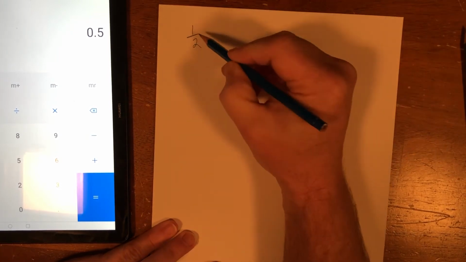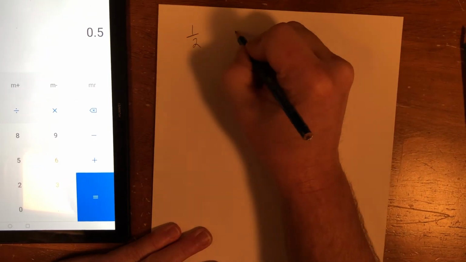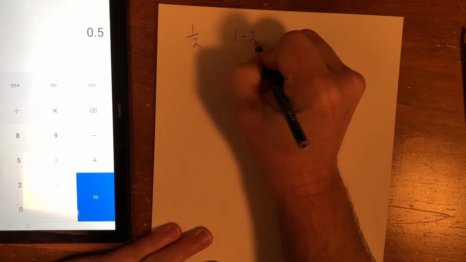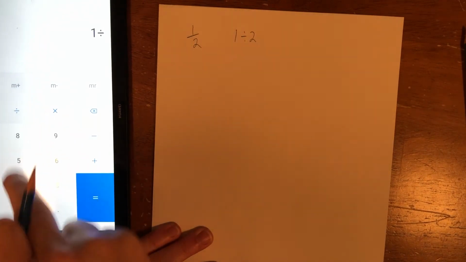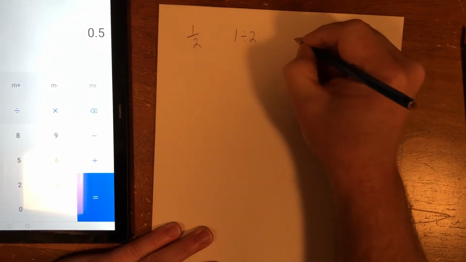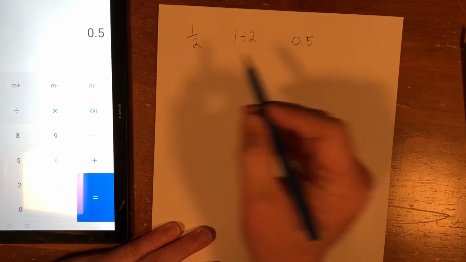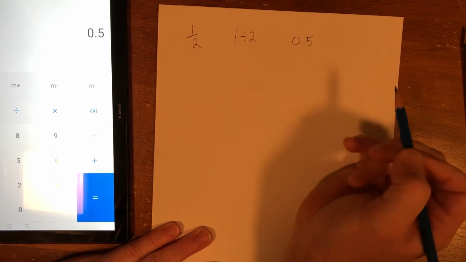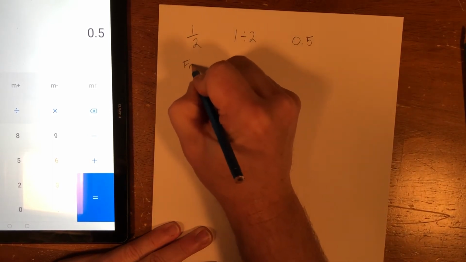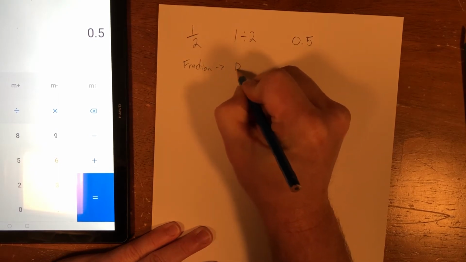1/2. The 1 is the numerator, the 2 is the denominator. 1/2 can also be thought of as 1 divided by 2. And if in your calculator you type in 1 divided by 2, you'll end up getting 0.5. So right here, we've gone from a fraction to a decimal.